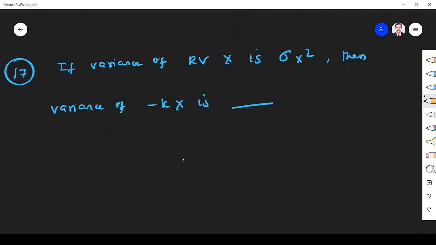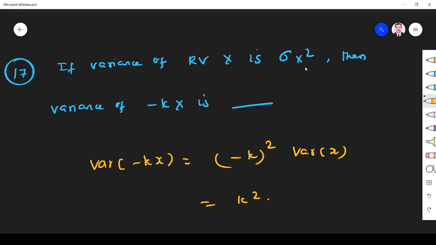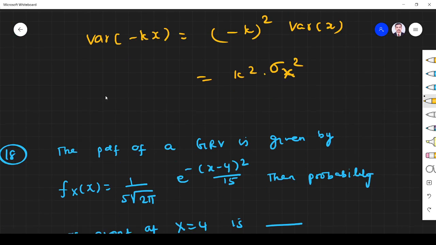If the variance of random variable x is sigma x square, then what is the variance of minus kx? We know variance of minus kx is given by (minus k) whole squared into variance of x. So k squared, and variance of x is sigma x squared. So the answer is k squared sigma x squared. Simple.